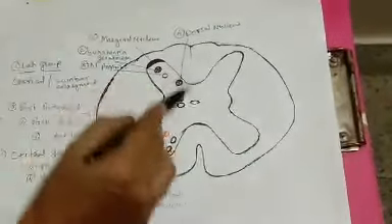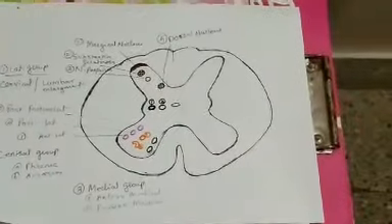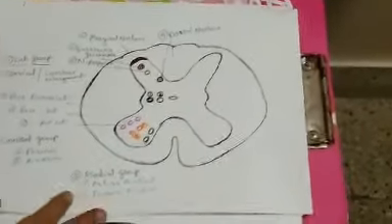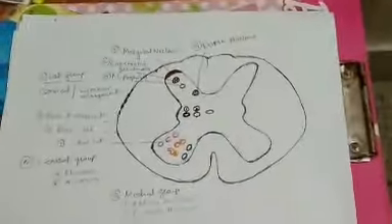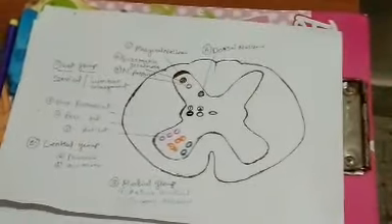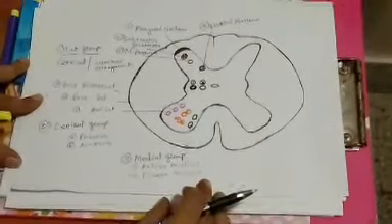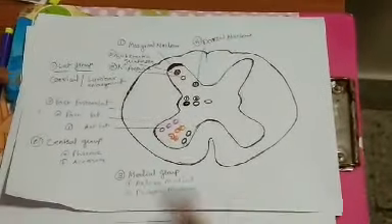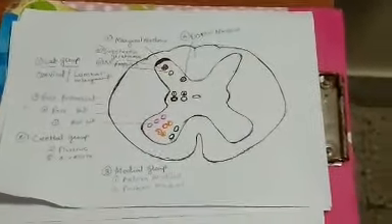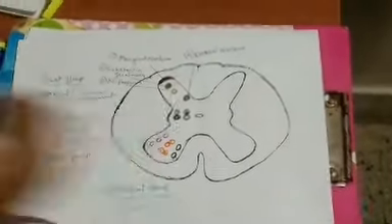These are the four nuclei located within the posterior gray horn, and these all are the sensory nuclei which are related to temperature, pain, like the general senses. So this is all about the nuclei within the spinal cord.